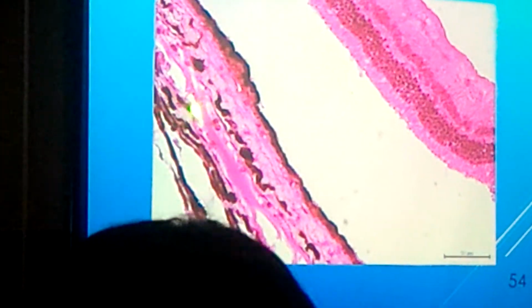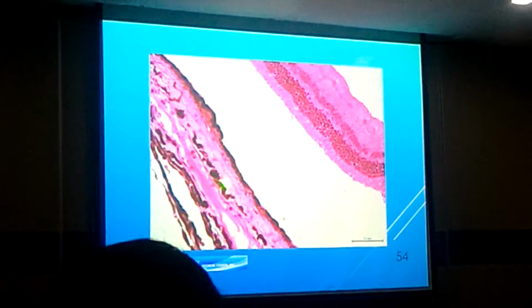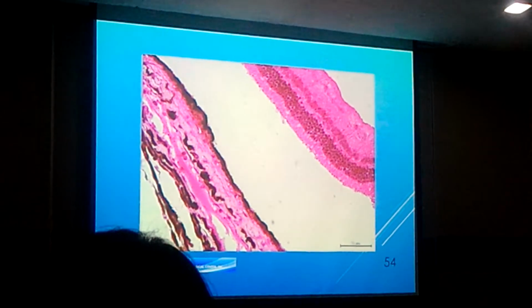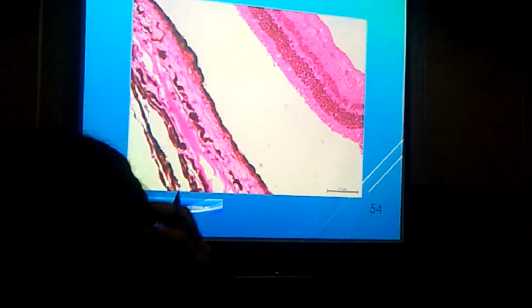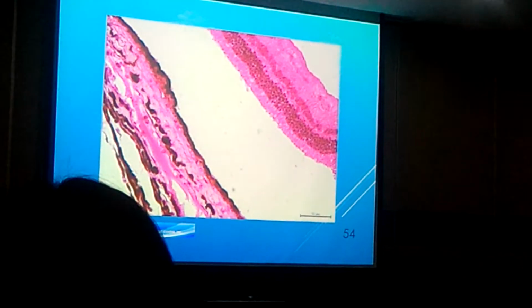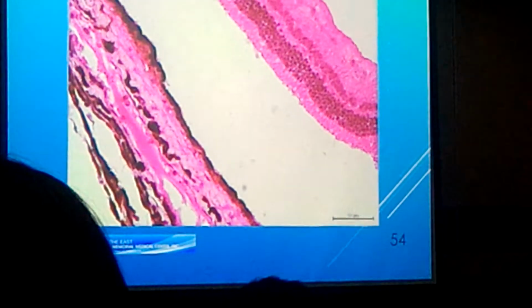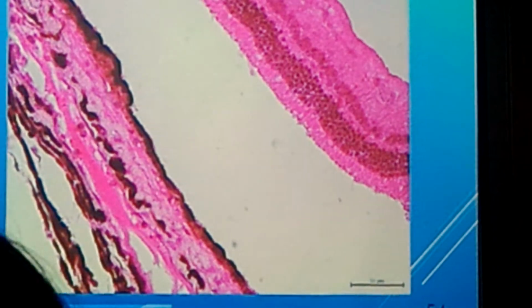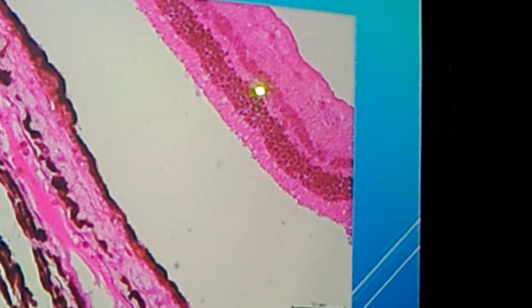Pigment cells. Is this the pigment epithelium? Ito. What is the composition of the pigment epithelium? It's made up of what? I mean your cells. Simple cuboidal. Okay? Now, this is the outer and the inner nuclear.